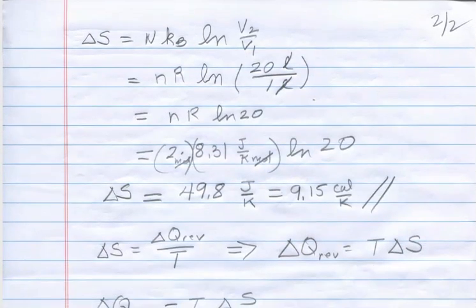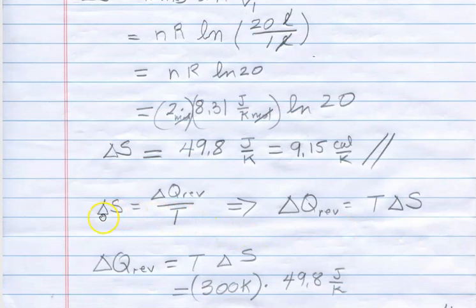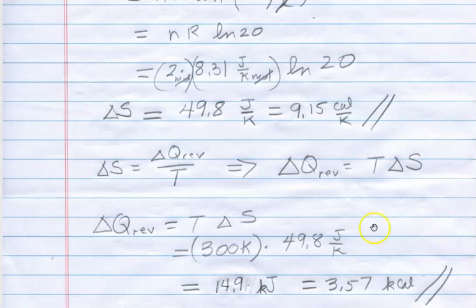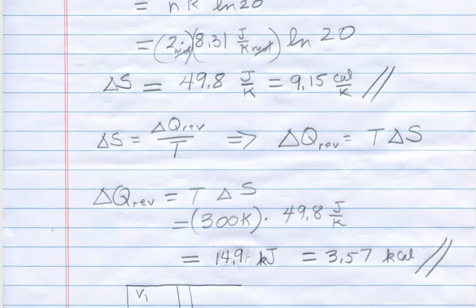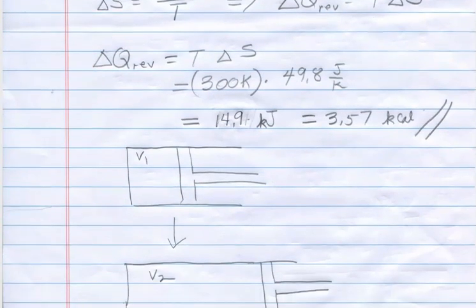For a reversible process, delta S is just delta Q reversible over T, and so I solve that for delta Q reversible. And all this is occurring at the temperature 300. And for delta S, I pick really either one of these up here. And when I multiplied 300 times this, I got 14.9, and 300 times this one, I got 3.57, in kilocalories or kilojoules, respectively.